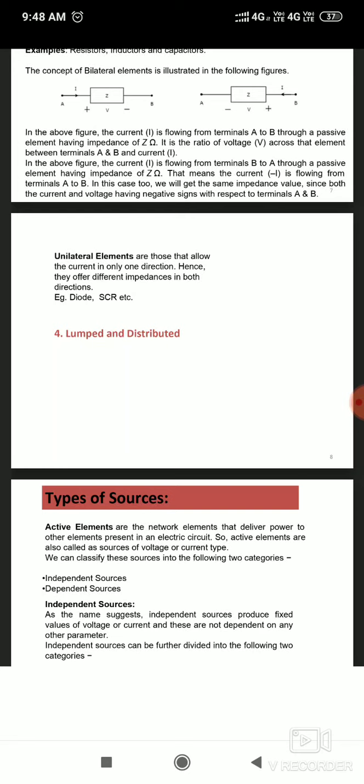So we are studying here linear elements, bilateral elements, and lumped networks. Are you understanding? So these are the types of network elements.